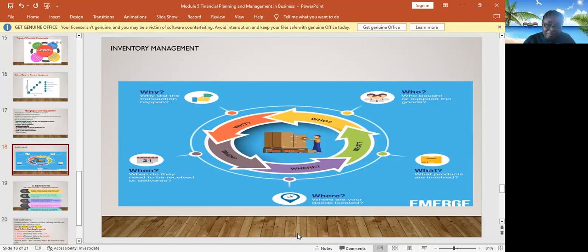Why? Why did the transaction happen? You must give a purpose. Either they want to use it for an occasion or they want to do this and that. So these are how you are able to manage your inventory. Supplies this to this for this purpose.